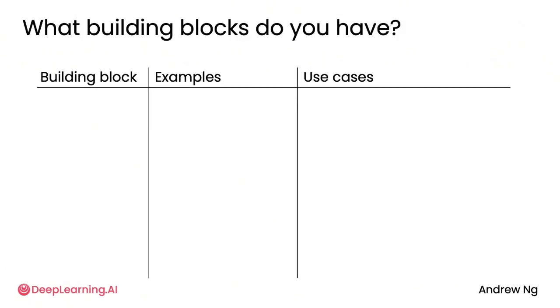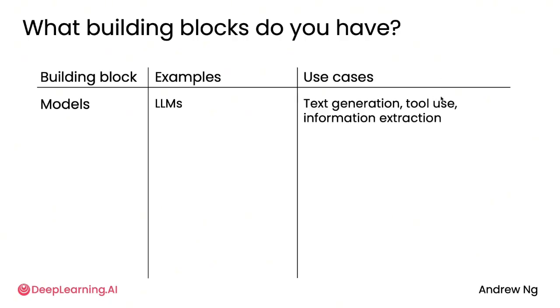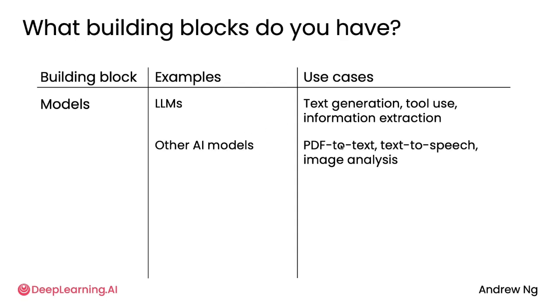When building agentic workflows, I think of myself as having a number of building blocks. One important building block would be large language models, or maybe large multimodal models if I want to try to process images or audio as well. And LLMs are good at generating text, deciding what to call, maybe extracting information. For some highly specialized tasks, I might also use some other AI models, such as an AI model for converting a PDF to text, or for text to speech, or for image analysis.